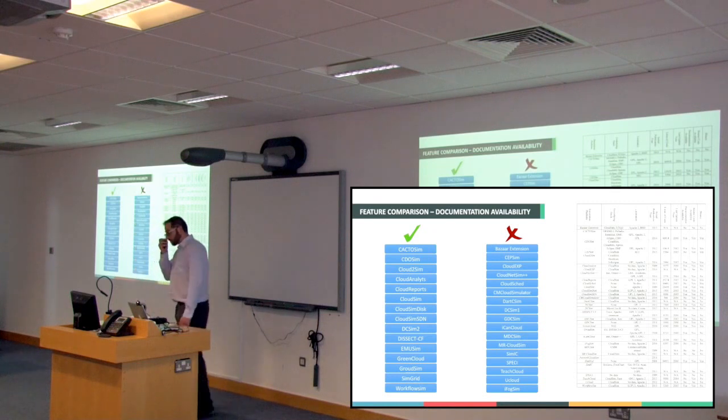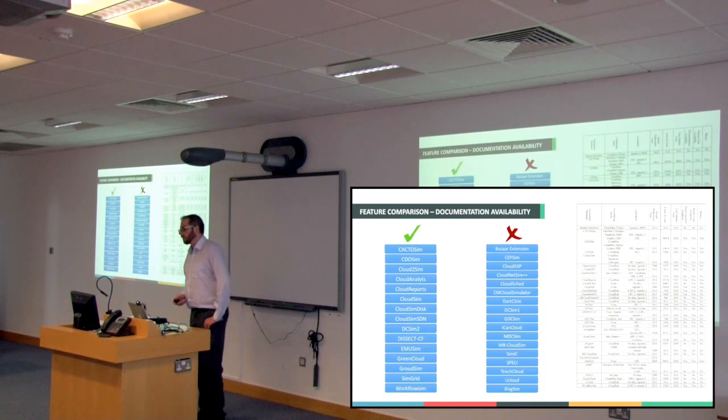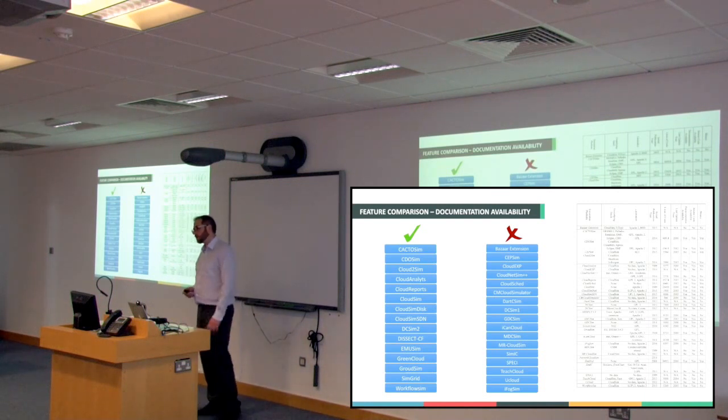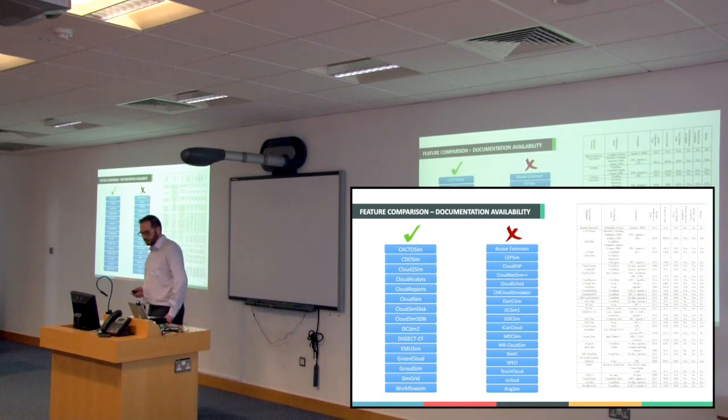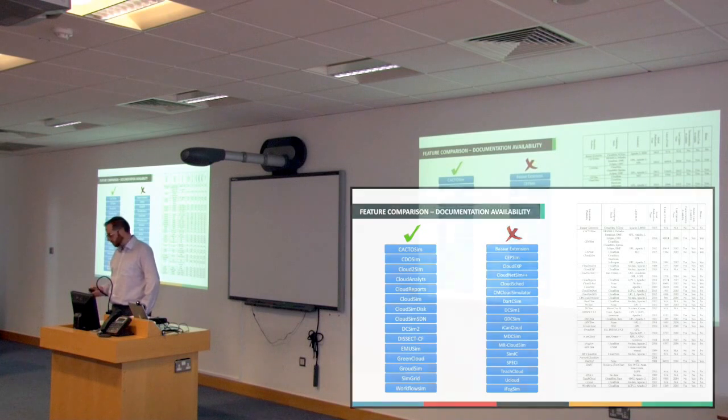In terms of documentation availability, surprisingly, over half of them didn't have documentation available. When I talk about documentation, what we mean in the paper is documentation to support the users, in terms of a user guide or a programming guide, rather than a published research paper, etc. So over half of them didn't have any documentation available, even if the source code was available.